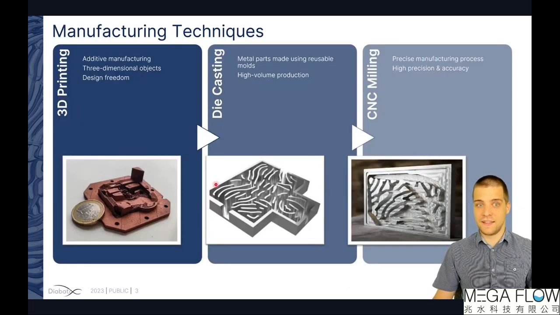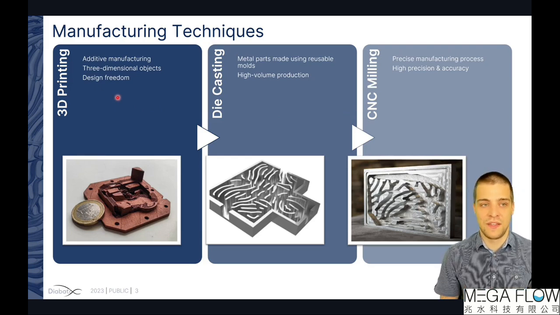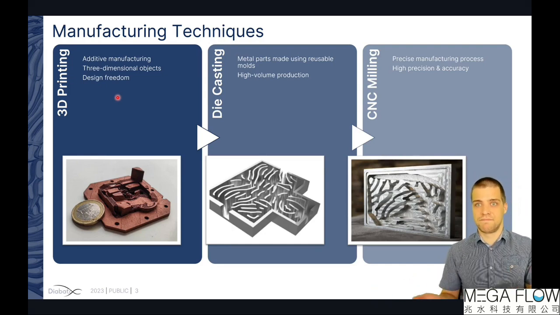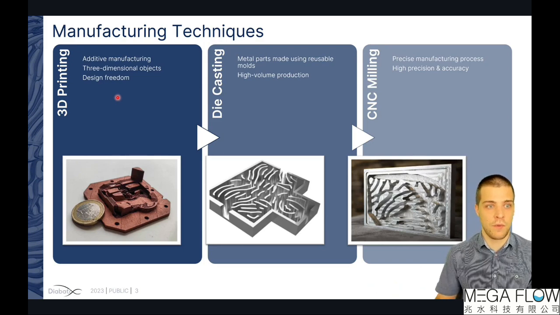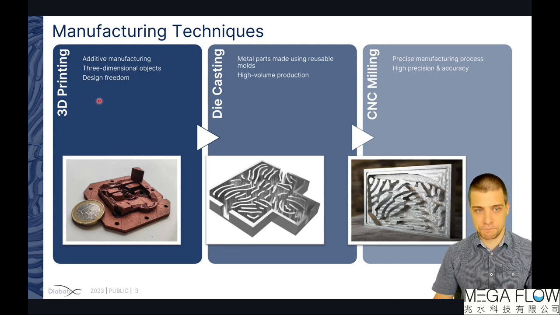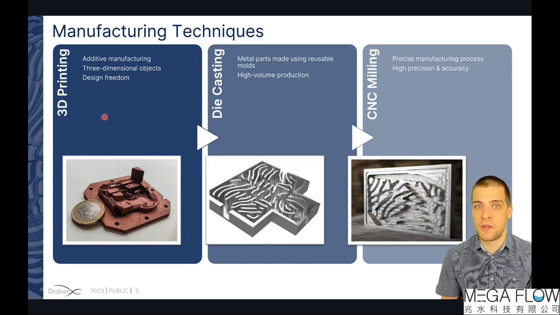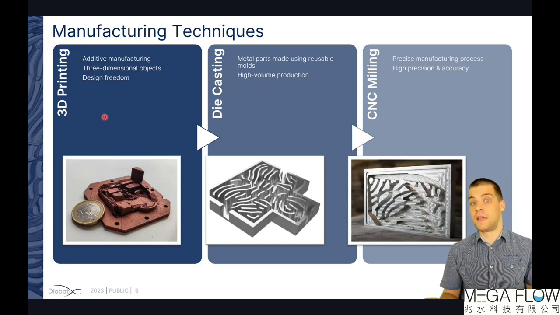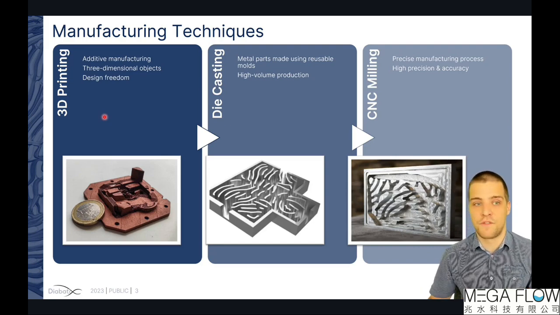But let's start with the beginning, the manufacturing techniques. So as the title of this webinar implies, we'll be covering 3D printing, die casting, and CNC milling. When we mean 3D printing, we mean in general additive manufacturing. So it can be SLM, SLS, LPBF. So all additive manufacturing techniques fall within that 3D printing category. With additive manufacturing, you have the potential to design very complicated and very organic 3-dimensional objects, which of course have a big benefit of a big design freedom.